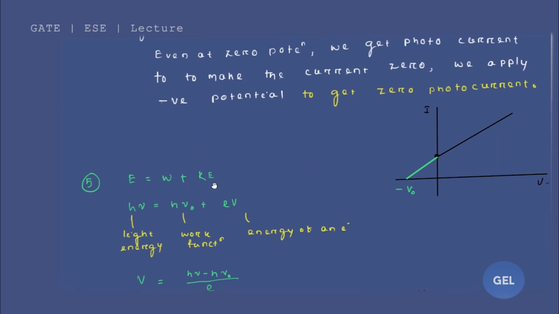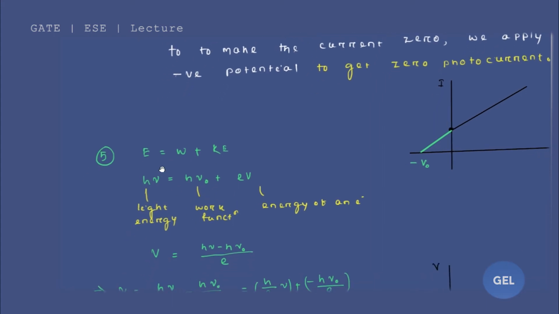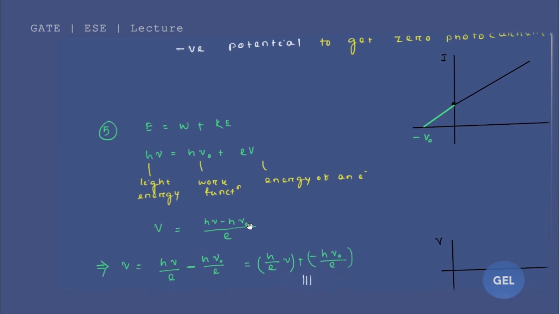The kinetic energy which got associated with the emitted electron can be replaced with the energy of an electron, that is E into V. V is a voltage. Now in place of W we wrote here work function, and this is our light energy, the amount of energy that we applied on the metal surface. Now I'm going to take out this voltage value. What will be the value of this voltage? Voltage will be nothing but equal to h nu minus h nu naught by E.